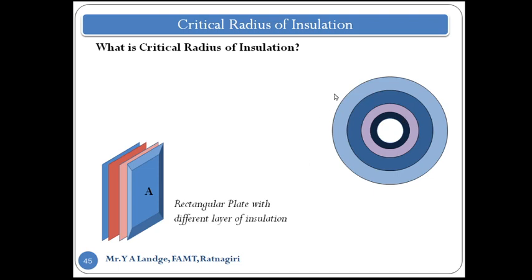Now in the circular case, what happens? In a cylindrical structure, the area continuously increases. It means Q is directly proportional to A: as the area increases, Q increases. That is the case. The same thing does not happen in the rectangular case. But because of this, can you say that we cannot reduce the heat transfer rate from the pipe or from the cylindrical geometry?